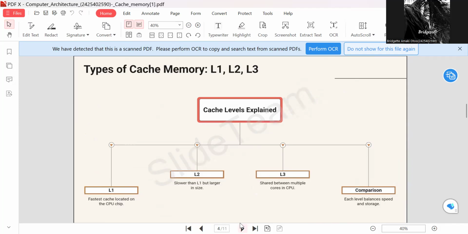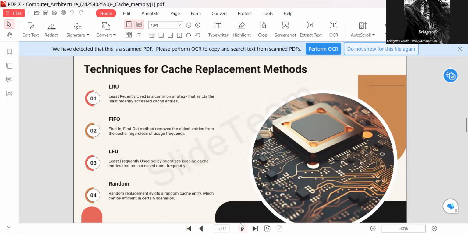Types of cache memory. L1, L2, L3. L1 is the fastest cache located on the CPU chip. L2 is slower than L1 but larger in size. L3 is shared between multiple cores in the CPU. For the comparison, each level balances speed and storage.